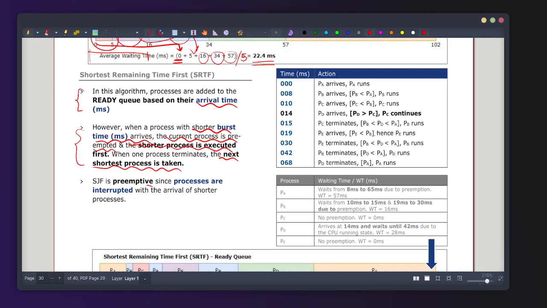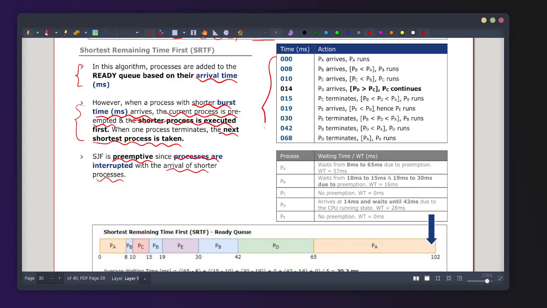This is a preemptive algorithm. The previous two we studied were non-preemptive. This is preemptive because processes are interrupted with the arrival of shorter processes. A process cannot finish executing in one go. Let's look at this diagram first.